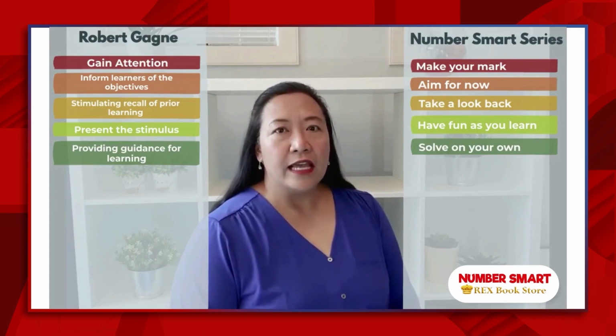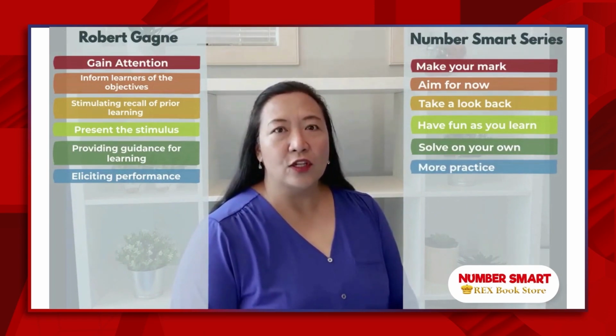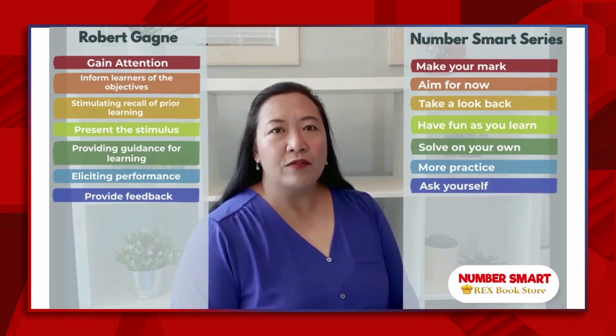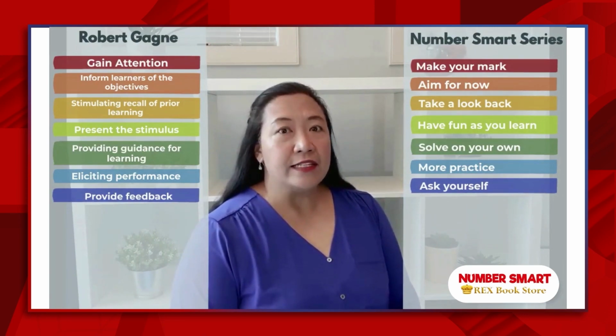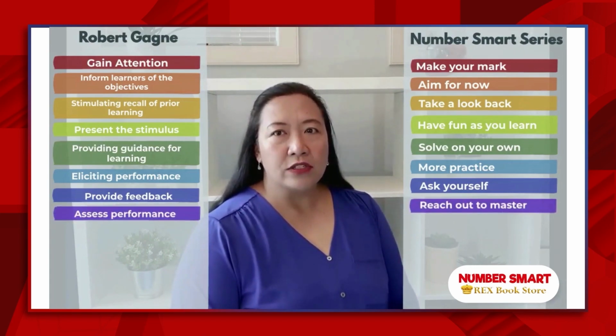Sixth event, eliciting performance. More practice activities provide exercises to activate the learning process. Seventh event, providing feedback. The element Ask Yourself provides self-reflection questions to assess the learner's understanding of the lesson. Eighth event, assessing performance. Reach Out to Master is an element that helps assess the learner's mastery of the skill.